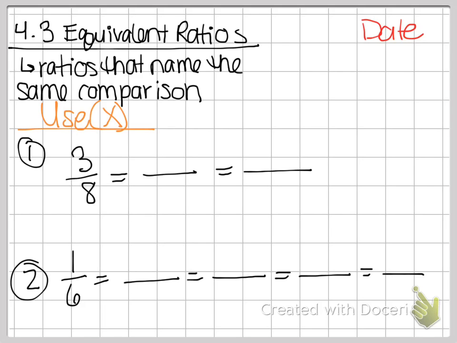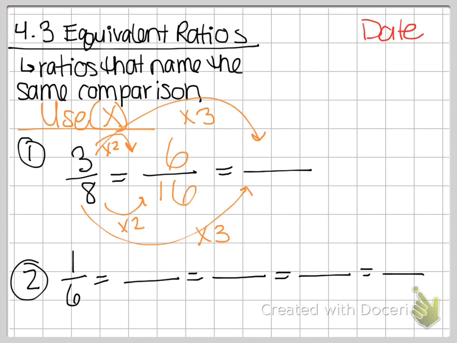So if I wanted to find an equivalent ratio of 3/8, I could simply multiply both by 2 and get 6/16. And then to find the next one, I can do times 3. That's 9/24. So our equivalent ratios of 3/8 are 6/16 and 9/24. Okay, not too bad, reminds us a lot of making equivalent fractions.